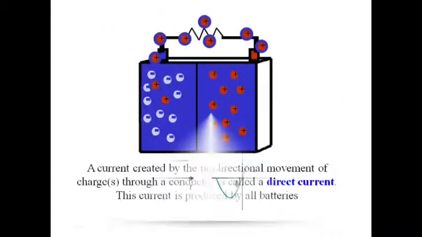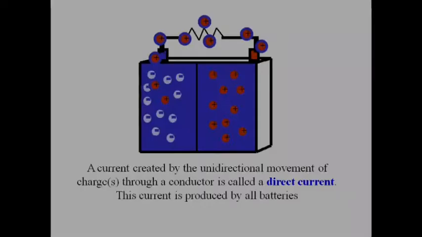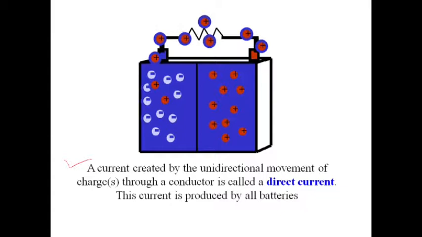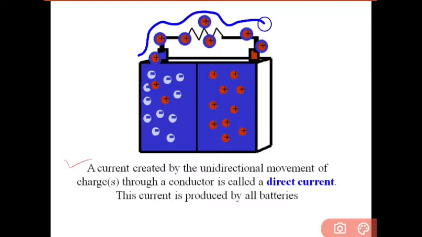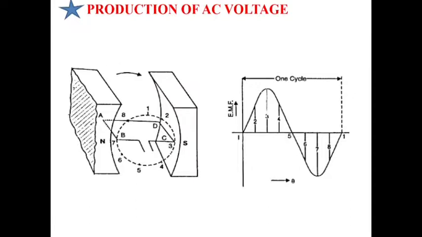Okay, then next, this is one example of direct current. It says that a current is created by the unidirectional movement of charge. You can see the unidirectional movement of charge; this is the element or load you can consider. The definition says that a current created by the unidirectional movement of charge through a conductor is called a direct current, and this current is produced by all batteries. So the current produced by batteries is DC current. And next is the production of AC voltage.